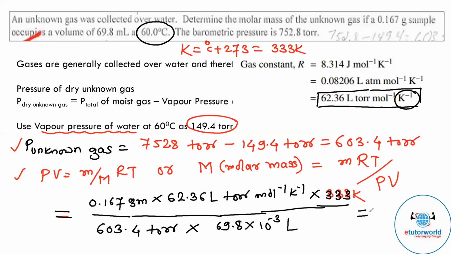Sir, 82.4 gram per mole. Yes, absolutely correct. Very good. It should be 82.4 gram per mole, and you have mentioned the unit also correctly. The molar mass unit should be gram per mole, and the answer is 82.4. Very good. So this is how we have solved this question. Understood?